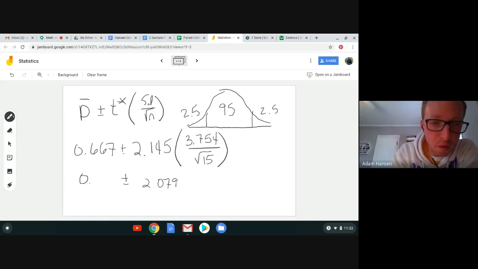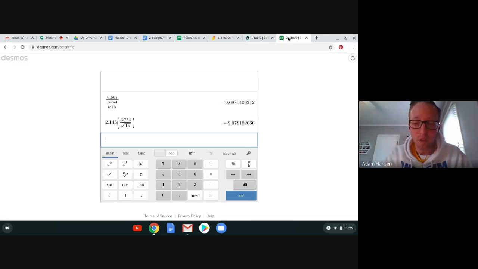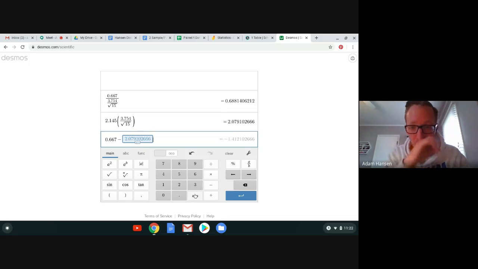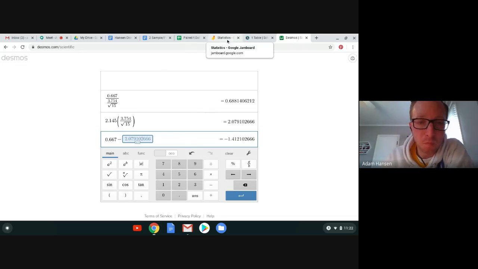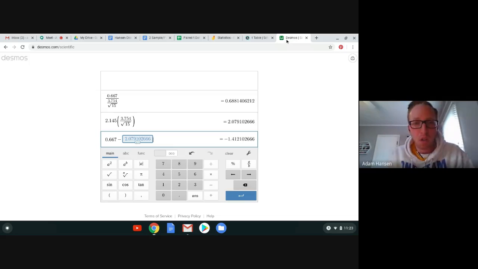So our estimate of 0.667 beats per minute is no more than 2.079 beats per minute away from the true difference for heart rates in sitting versus standing. So let's create our final confidence interval. 0.667 minus that previous margin of error, negative 1.412. Change this to plus, 2.746.